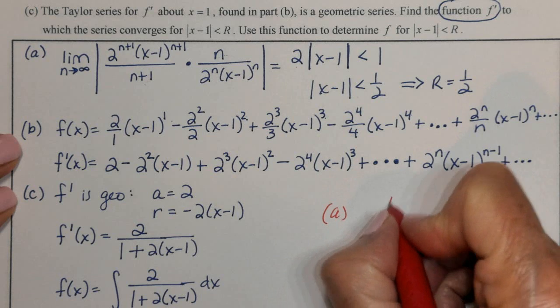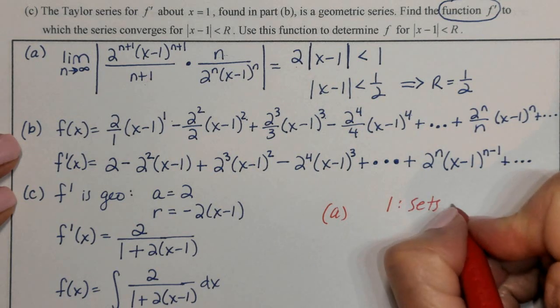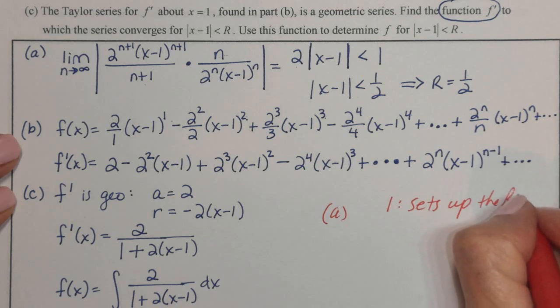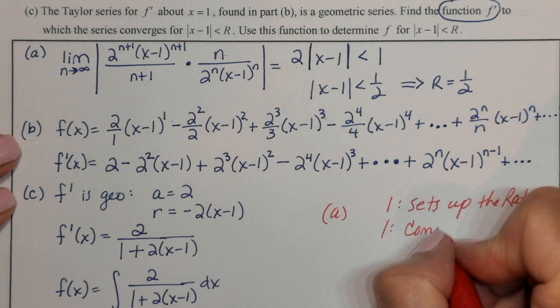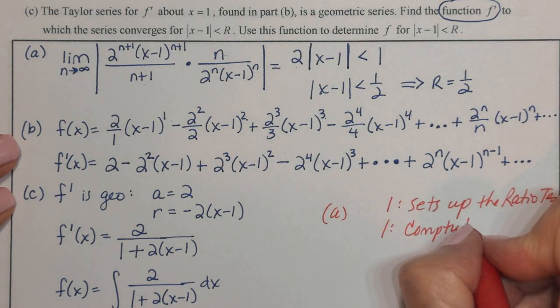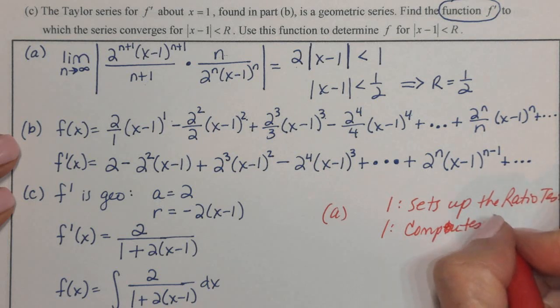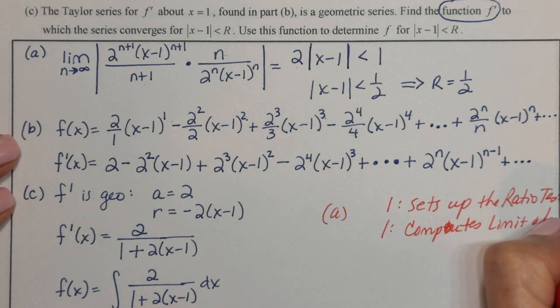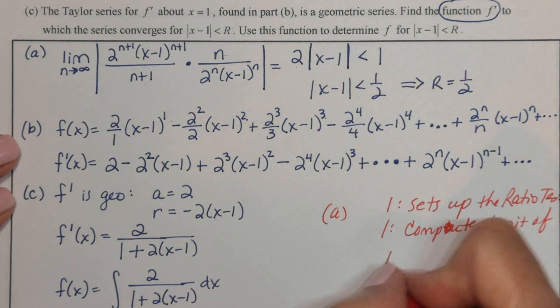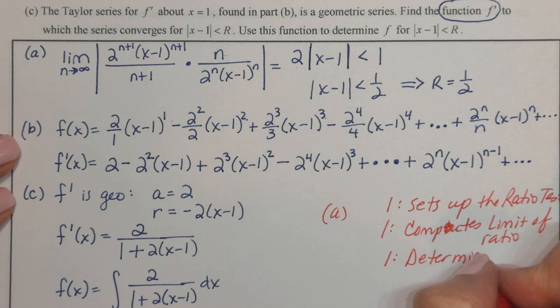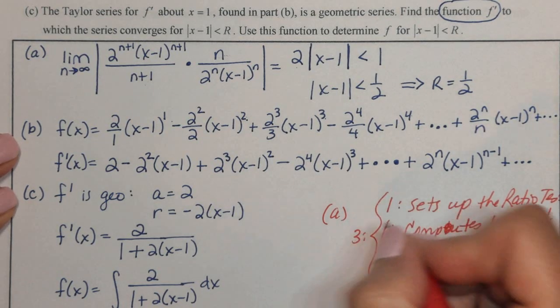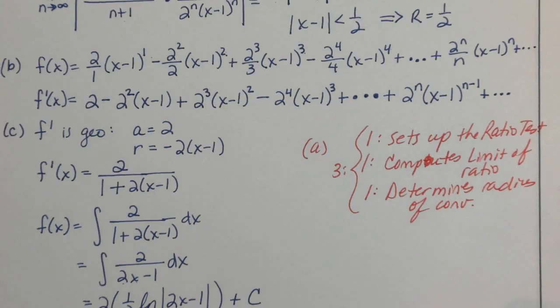Part A, 1 point for sets up the ratio test, 1 point for computes the limit of that ratio, and 1 point for determines the radius of convergence. So 3 points for part A, 3 points for that ratio test.